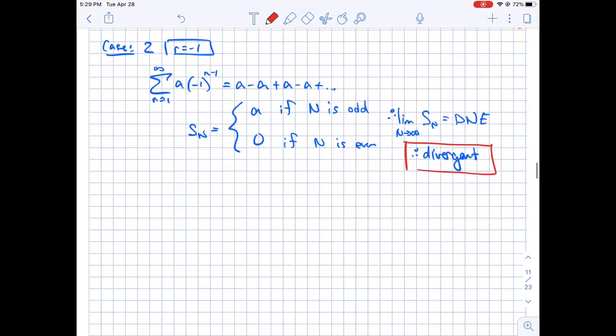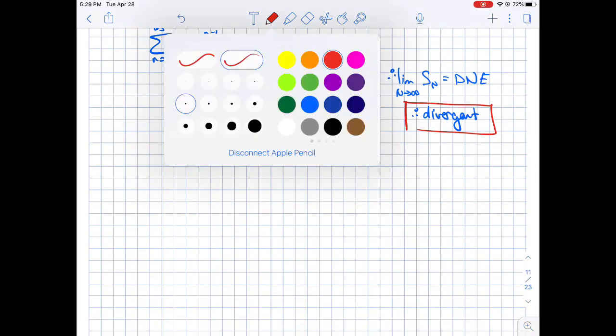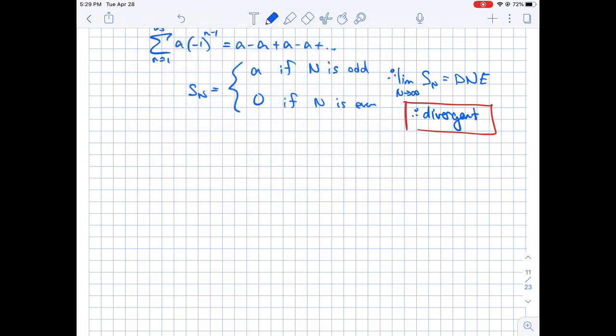So if r is not equal to 1 and it's not equal to minus 1, this is where things definitely start to get a little bit more interesting. So here, let's take a look at another case. What if r is not equal to 1? Well, again, we need to come up with some way of finding our partial sums.